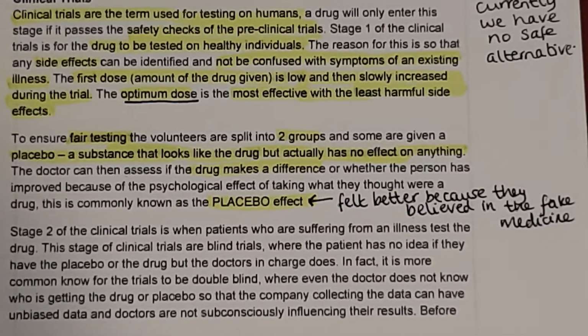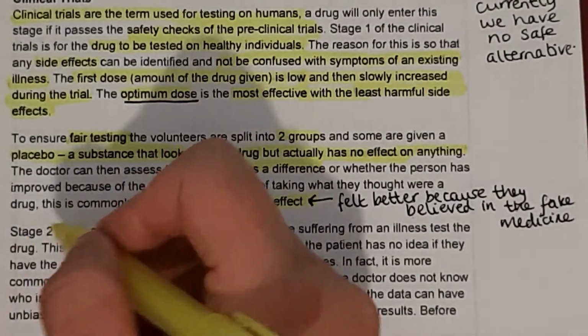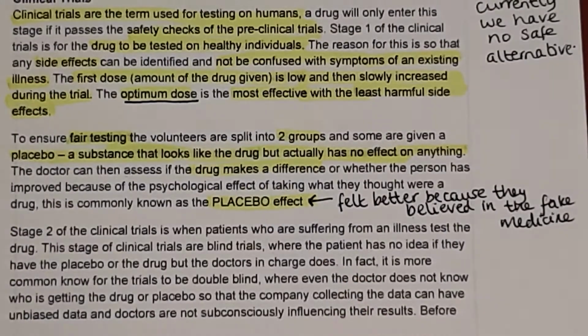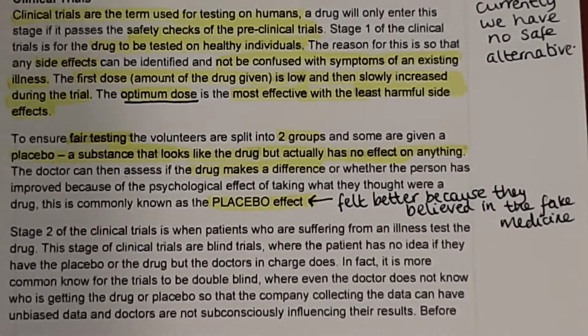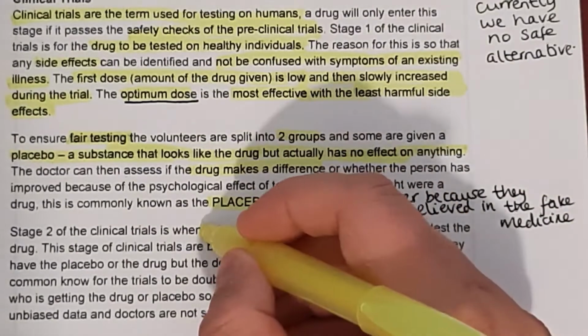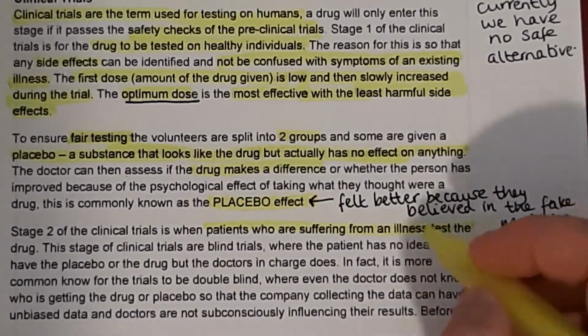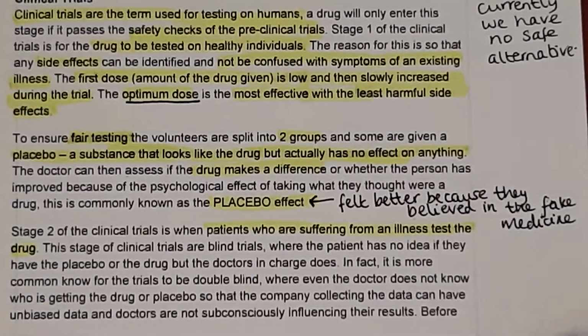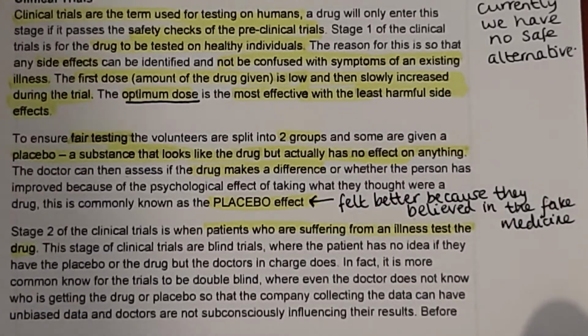So stage 2 of the clinical trials, still in stage 3 overall, which is human clinical trials, but the second part of clinical trials is all about the patients who have the illness that this drug is designed to treat. So we get the patients who are suffering from an illness, and they're going to test the drug on the people it's supposed to have an effect on.